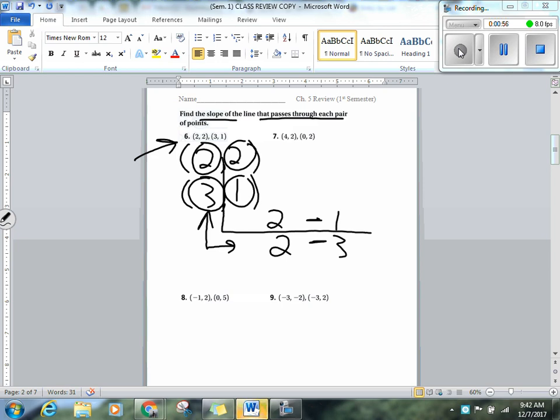Now I need to solve the problem. 2 minus 1 is 1. 2 minus 3 is negative 1. 1 over negative 1 equals negative 1. So our slope of the equation is negative 1.